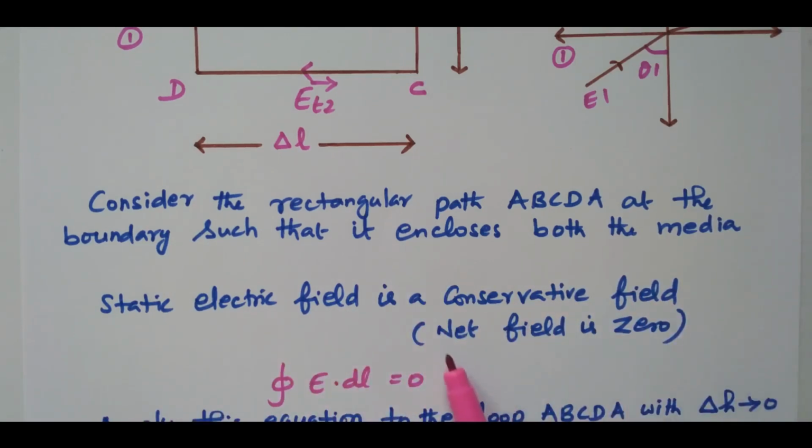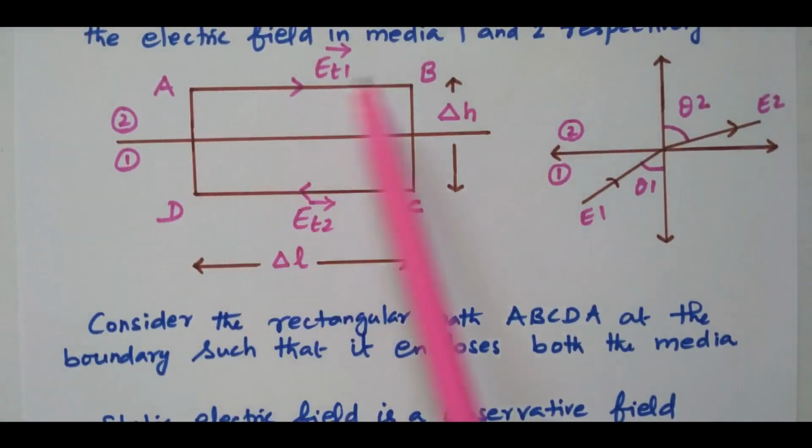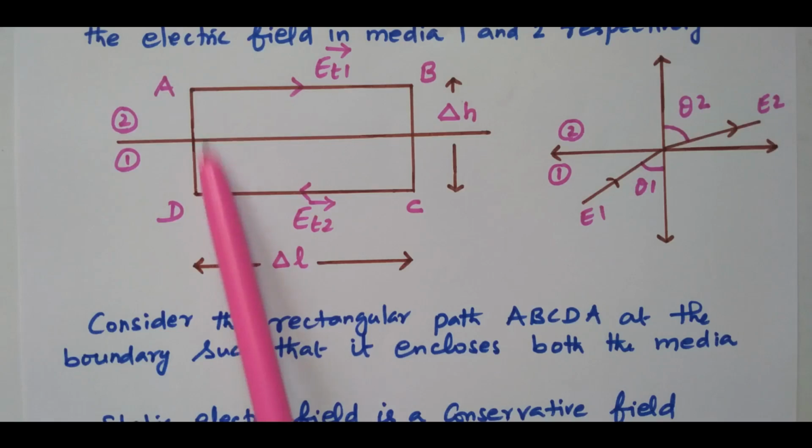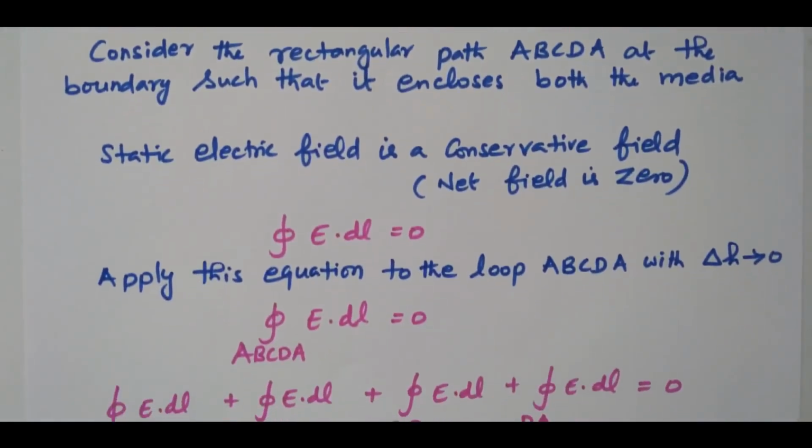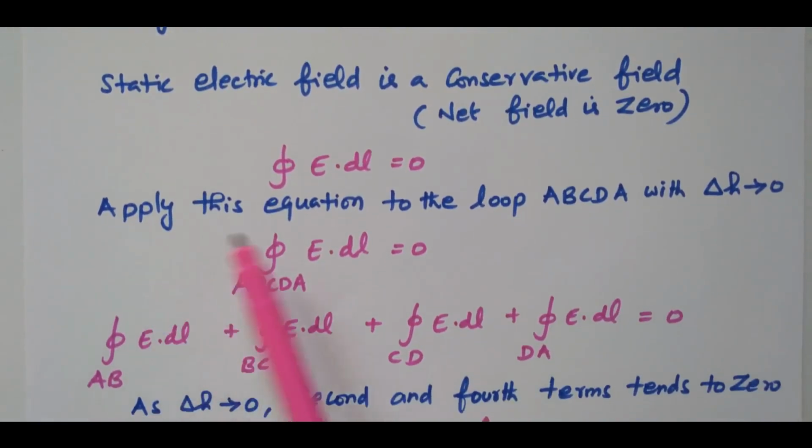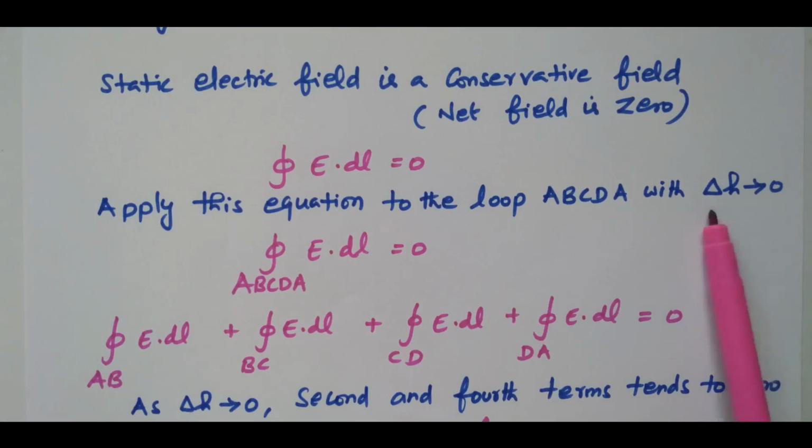What is meant by a conservative field? The net field is 0, that is, the integral of E dot dl equals 0. For any closed path, the total electric field intensity integral will be 0. Now we can apply this condition to the closed path ABCDA. Apply this equation to the loop ABCDA with delta H approaching 0. So the integral of E dot dl equals 0 for the closed path ABCDA, written in four parts: AB, BC, CD and DA, equal to 0.